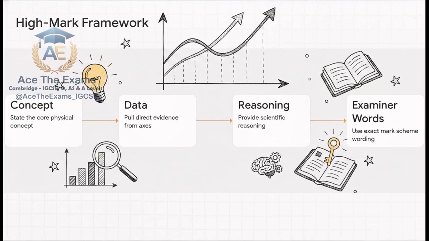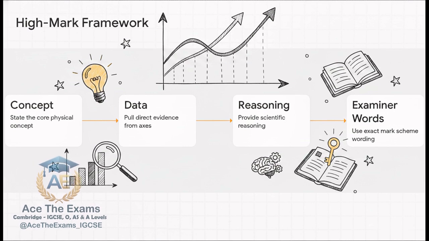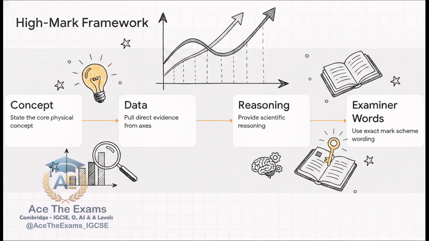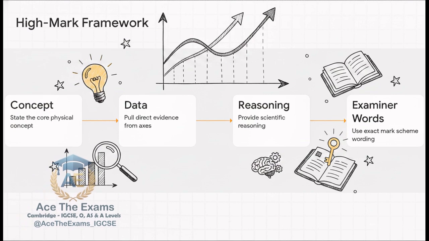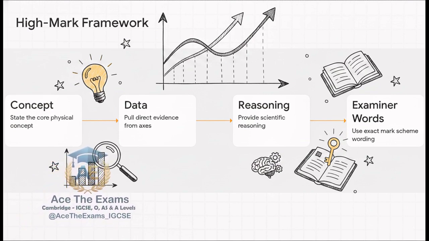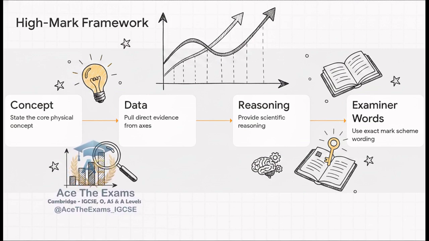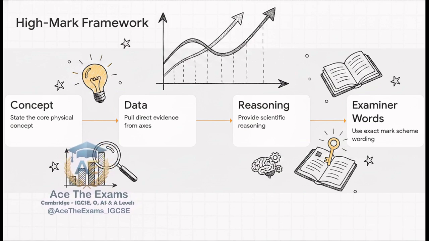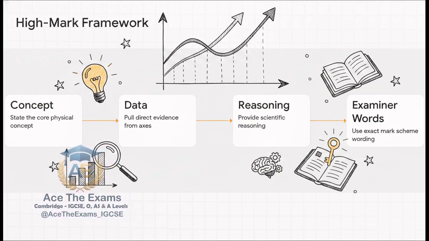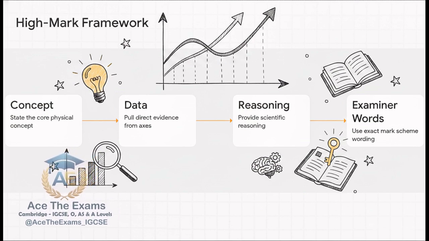Enter the high-mark framework. This 4-step process is your ultimate quick win to guarantee top band marks every single time you see a data graph. Step 1. State the core concept. Step 2. Pull your evidence or data directly from the axes. Step 3. Provide the scientific reasoning. And Step 4. This is the absolute game changer. Use the exact examiner wording. Lock this simple formula in, and data analysis questions basically answer themselves.